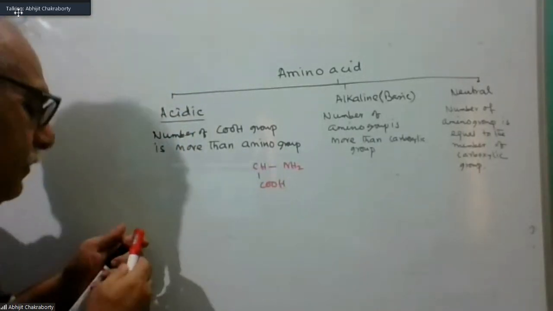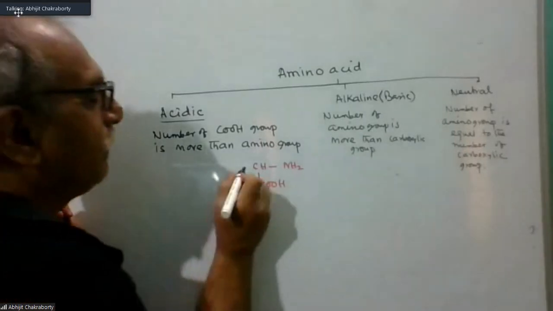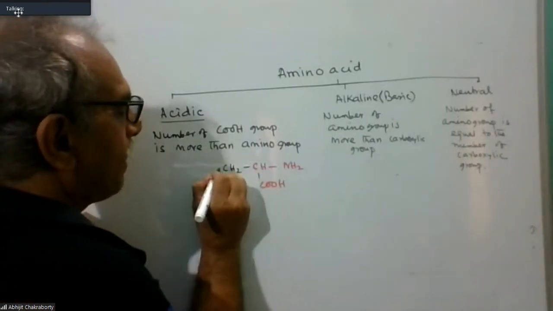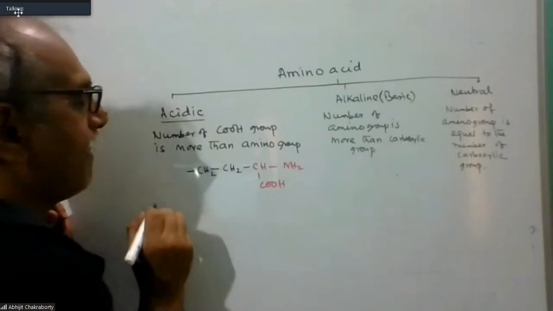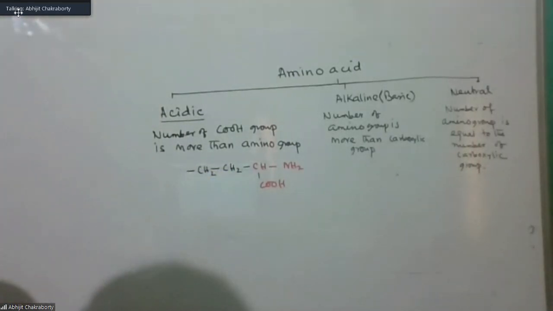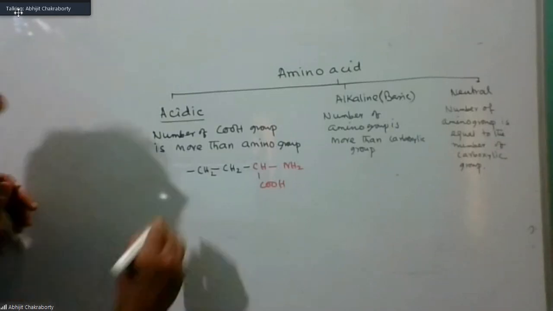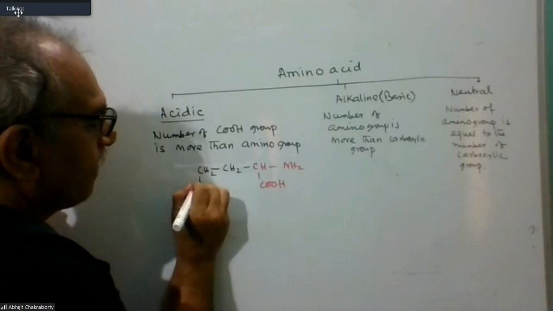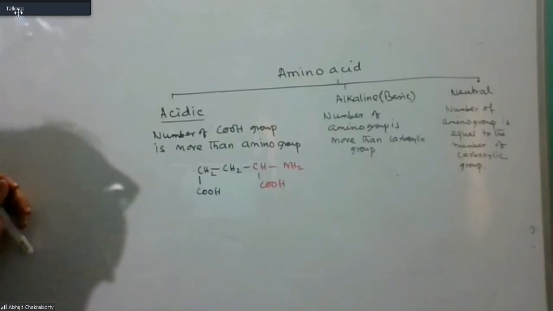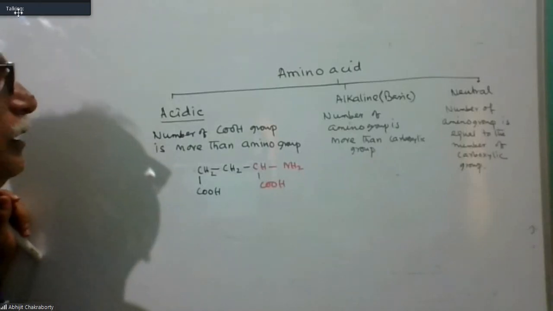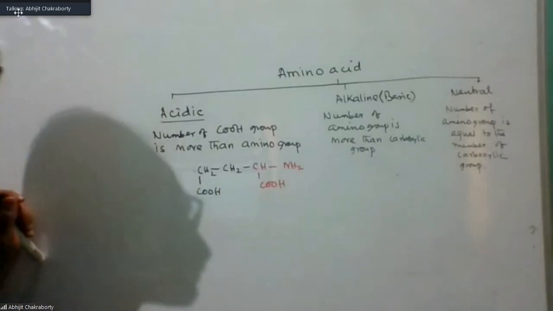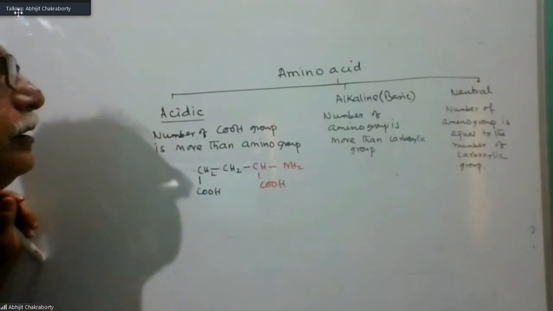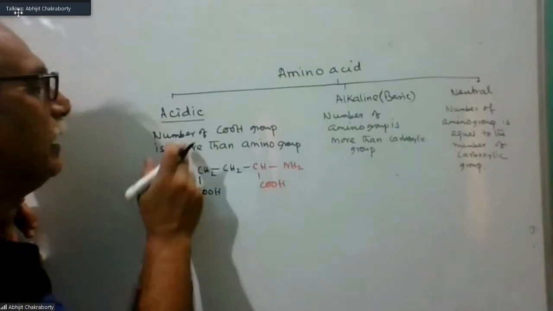It is all normal. Then CH2, CH2, COOH. Look at this diagram. Here the number of carboxylic groups is 2, the number of amino groups is 1. That means it is an acidic amino acid.